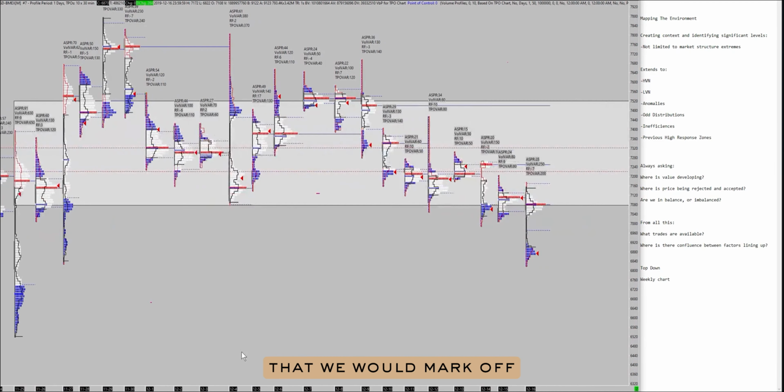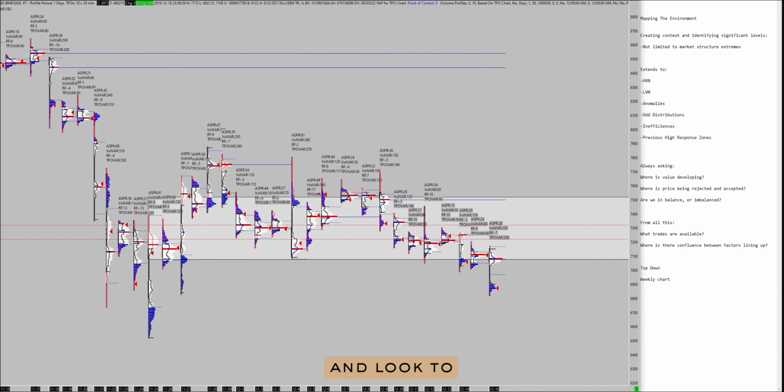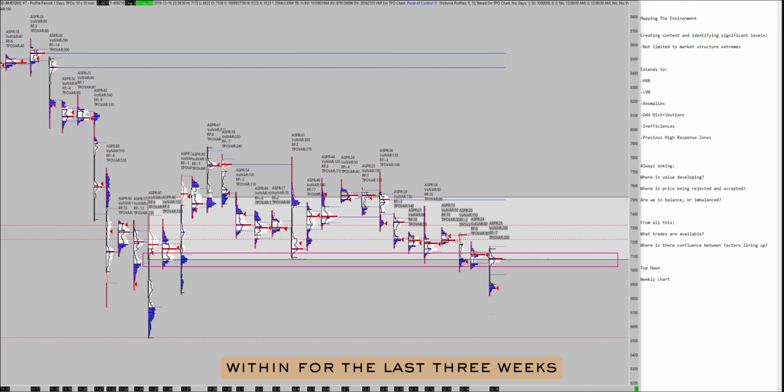This would be an area that we would mark off and look to either see a stop run take place or for a breakdown. Ultimately we know a level that we want to be paying attention to, something like this occurring: breaking below it and then reclaiming it, which sets up for a return to the value area low, or breaking below and failing to reclaim it, which likely leads to a further breakdown. So we have one of three significant levels right now that we're paying most attention to, and that's because we've gained acceptance through the underside of where we have been auctioning within for the last 3 weeks.